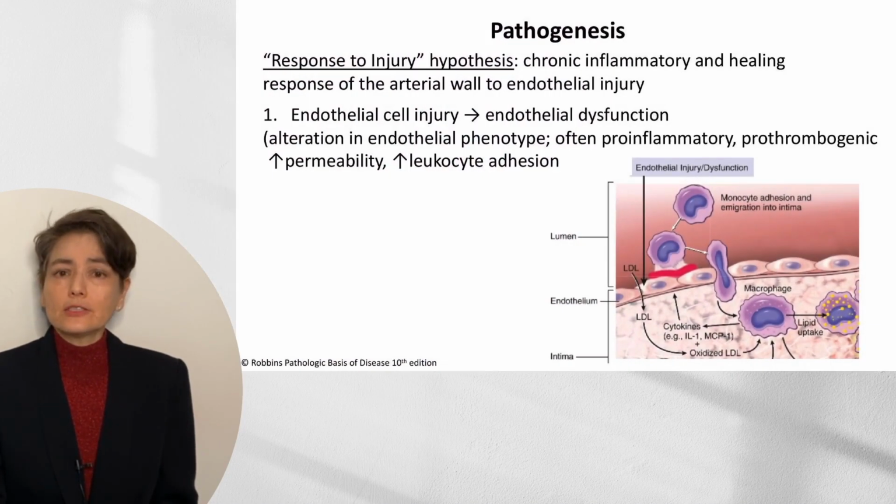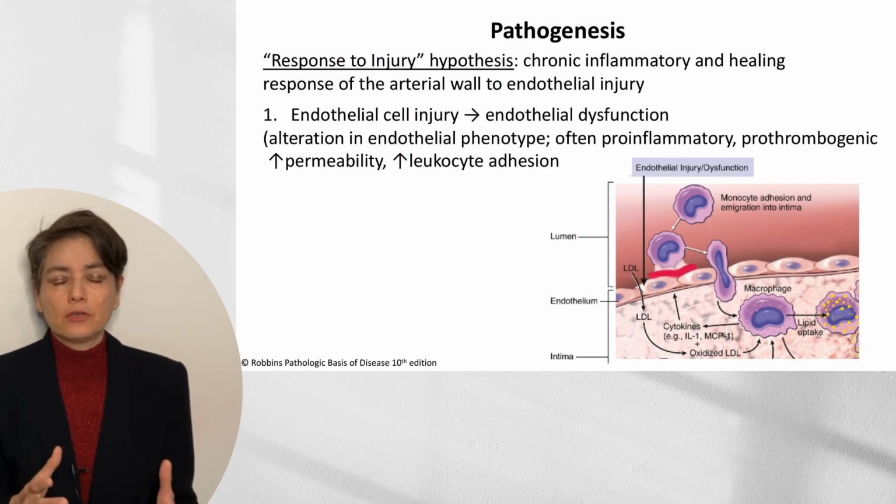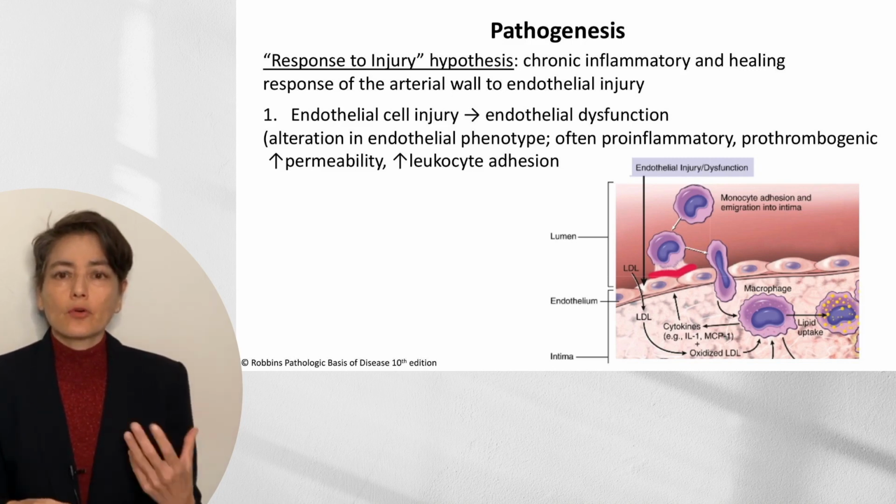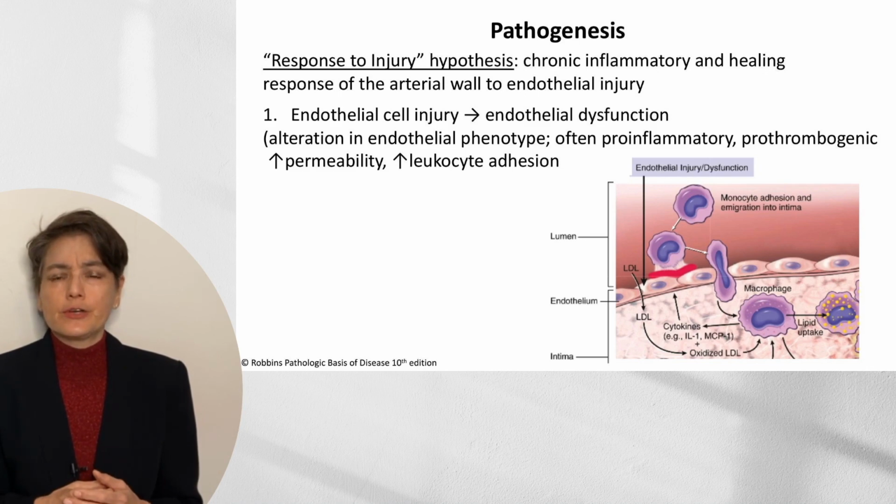Okay, so let's talk about the pathogenesis of atherosclerosis. And I'm going to need to take a couple of detours before we get to the whole story, because I want to be sure you understand the concepts. So atherosclerosis we think of as being a response to injury. So we have a chronic inflammatory and healing response in the arterial wall due to endothelial injury. So what is this endothelial injury, and how does it cause all of this?